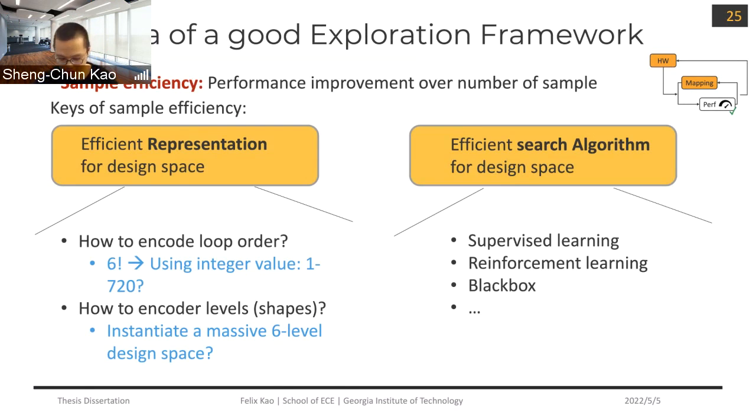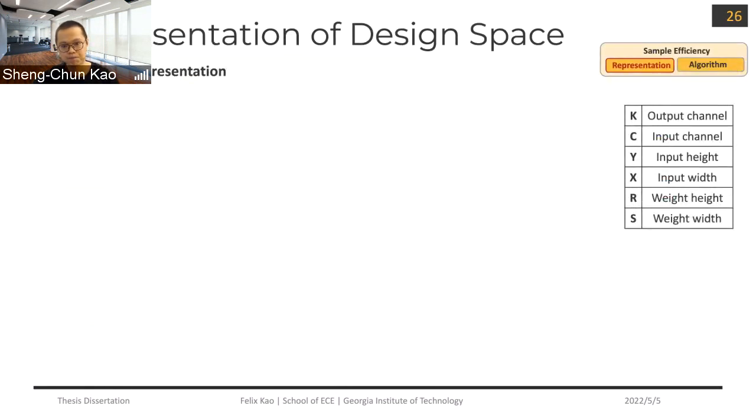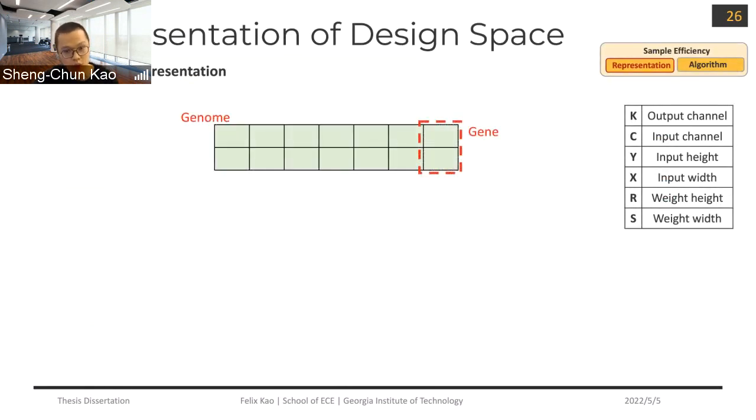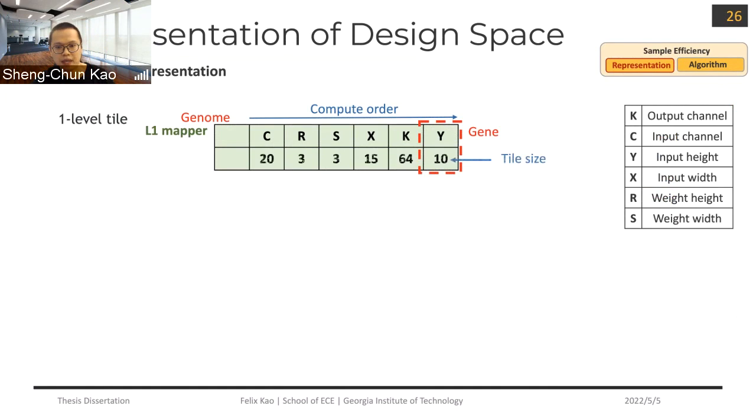So let's describe Gamma. First of all, representation. In Gamma, we use a series of values to encode the space, which we call a gene for each value and a genome for a series of values. This is one level of tiling in the L1 mapper. We encode the compute order by how we order the dimension notation and encode the corresponding tile size below it. Then we use another gene to represent the parallelism dimension.